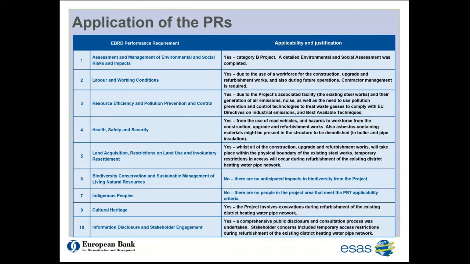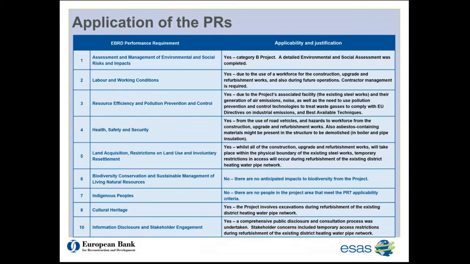PR3, Resource Efficiency and Pollution Prevention and Control. So Mark, why does PR3 apply to this specific project? PR3 applies because it's going to be dealing with significant air emissions, noise, and the use of pollution prevention control technology to treat the waste gases. Importantly, to ensure it complies with EU directives on industrial emissions and applies best available technology. This is complicated also by the fact it's within the existing steelworks, and therefore there's an overlapping element of resource efficiency and pollution prevention and control associated with the steelworks.